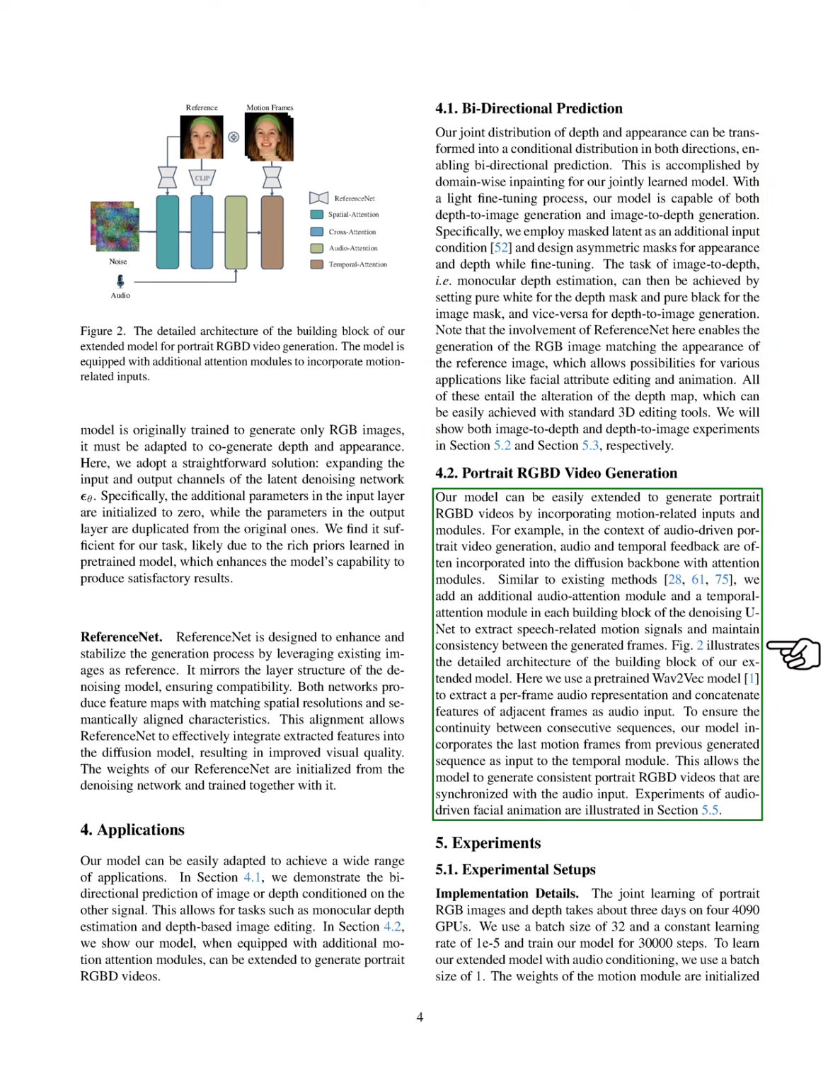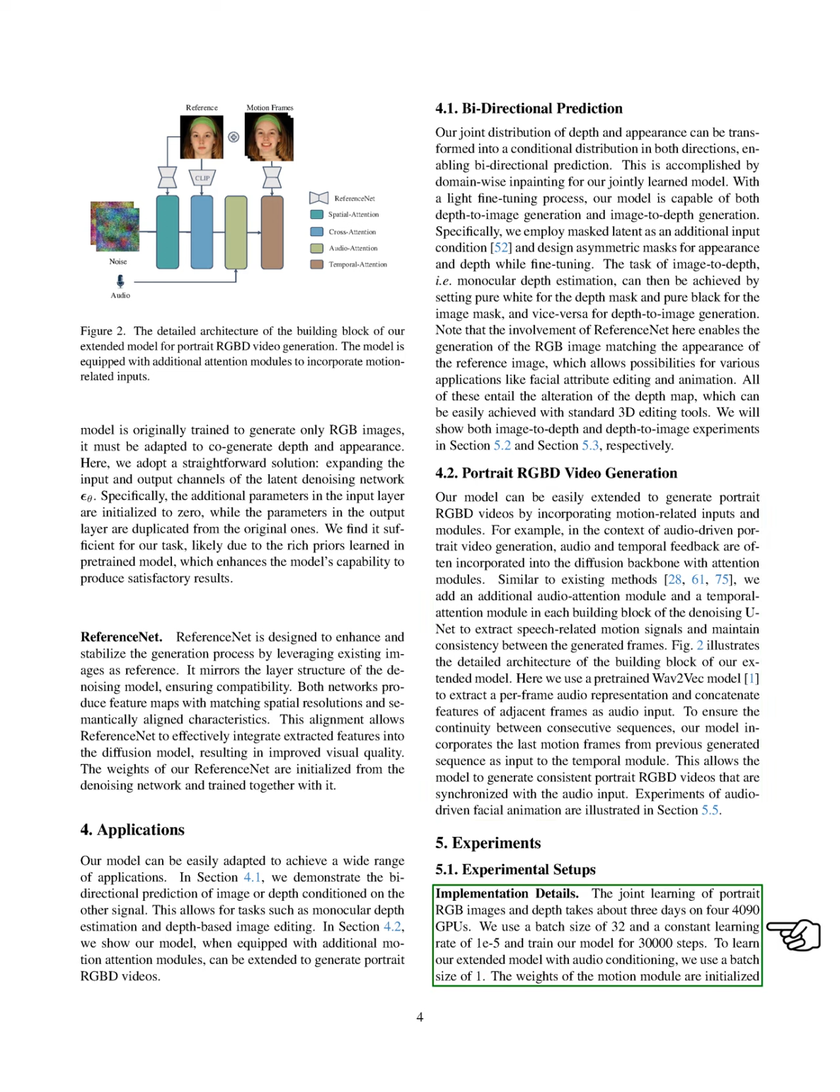We use a pre-trained Wav2Vec model to extract audio features for each frame and combine features from adjacent frames as audio input. To maintain continuity between sequences, we include the last motion frames from the previous sequence as input to the temporal module. This setup allows us to generate consistent portrait RGBD videos synchronized with the audio input. We will illustrate experiments on audio-driven facial animation in the next section.